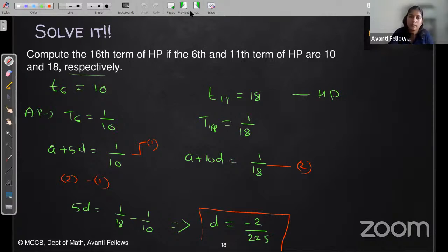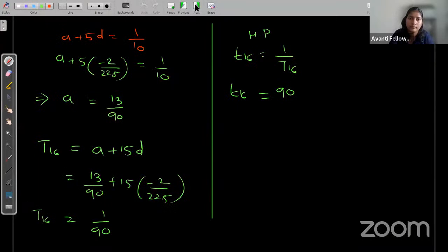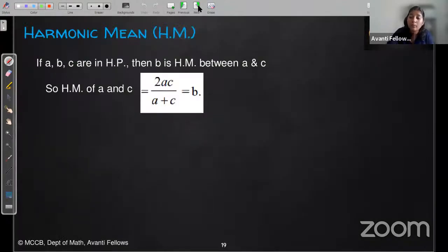Next is harmonic mean. So what do we mean by harmonic mean? We say B is the harmonic mean between A and C, and the B value is given by 2 into AC divided by A plus C. If A, B, C are in HP, then this B is the harmonic mean between A and C, and that will be equal to 2AC divided by A plus C.